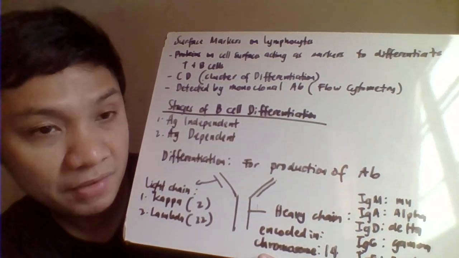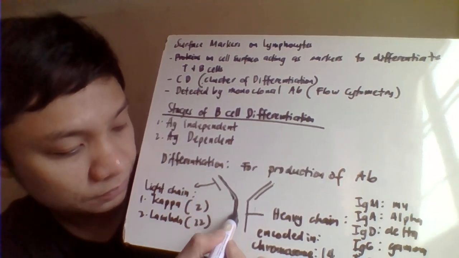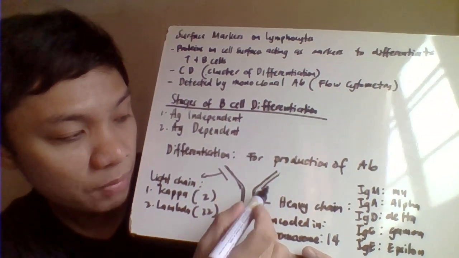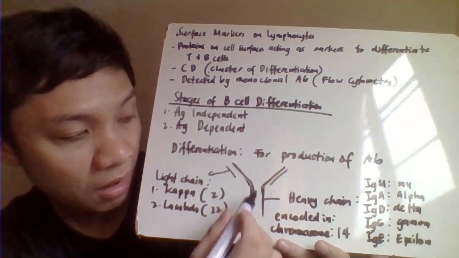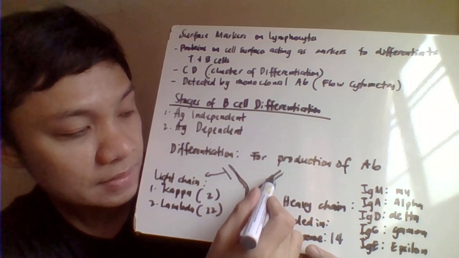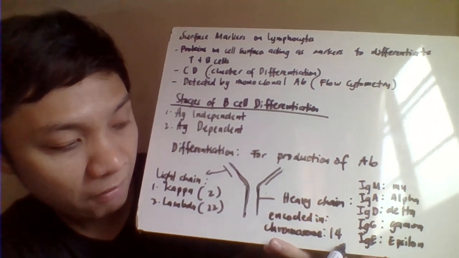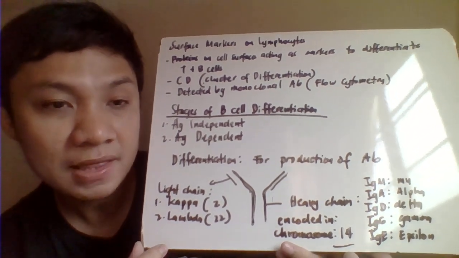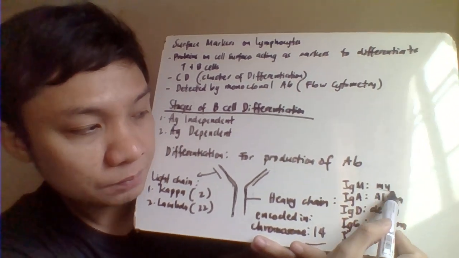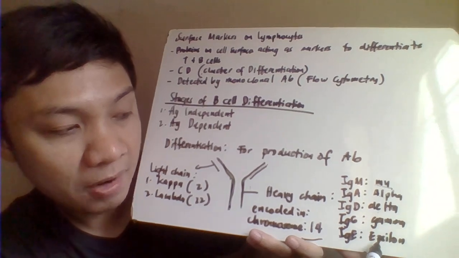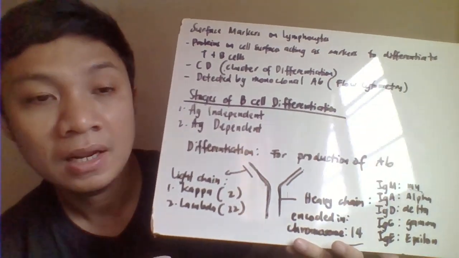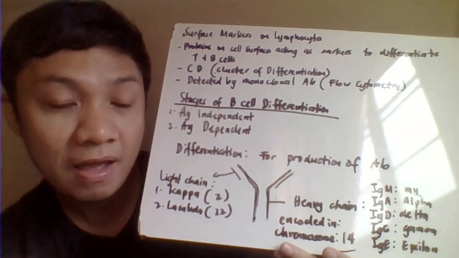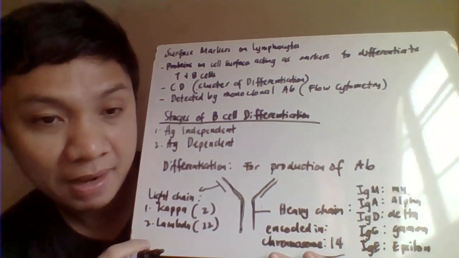So we have here your heavy chain. Your antibody is made up of your heavy chain and we also have your light chain. The heavy chain is encoded in chromosome number 14. So the heavy chain of your antibody could be either mu, alpha, delta, gamma, or epsilon. The type of the heavy chain determines the type of your antibody.